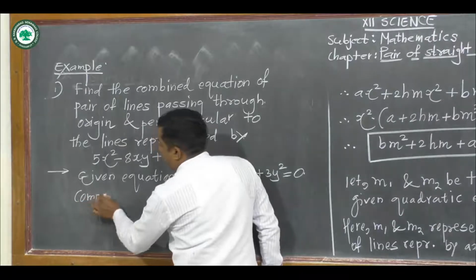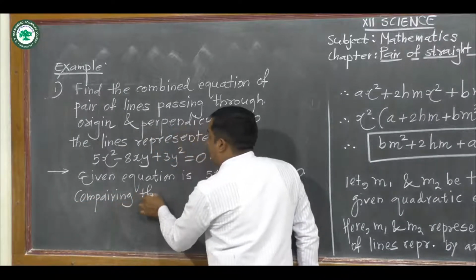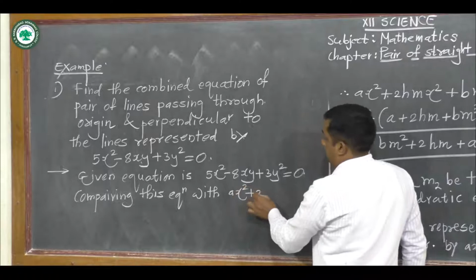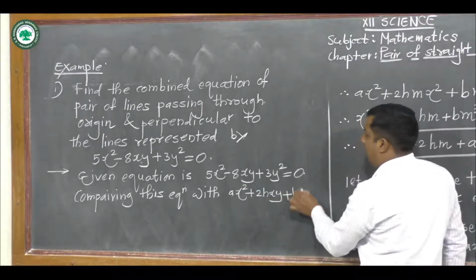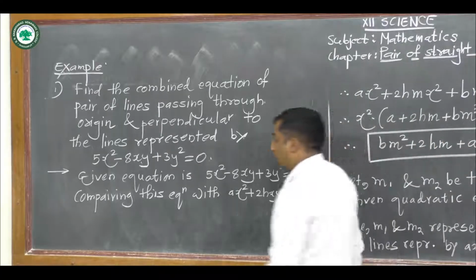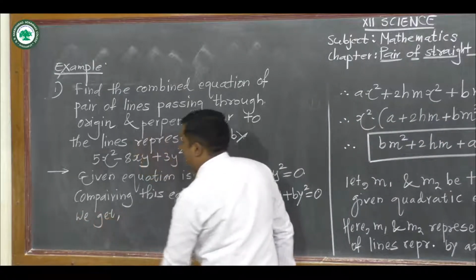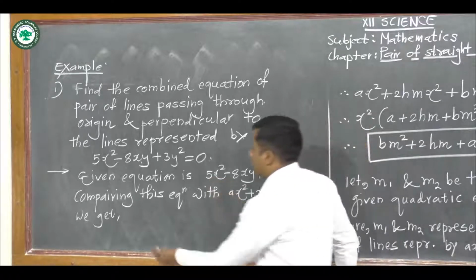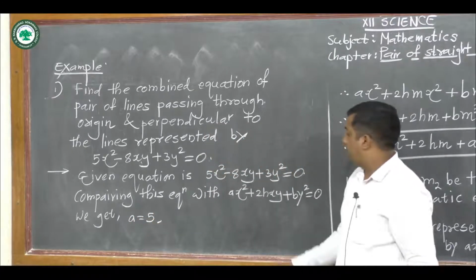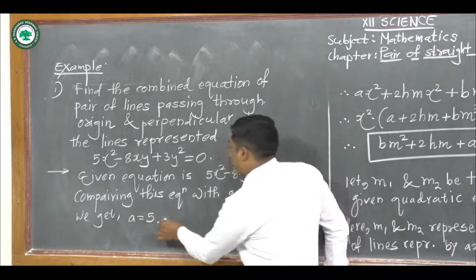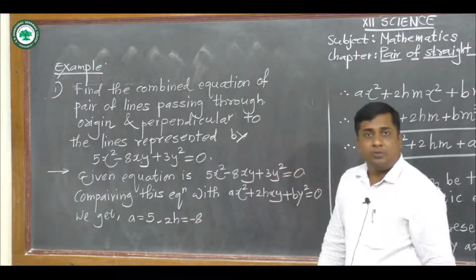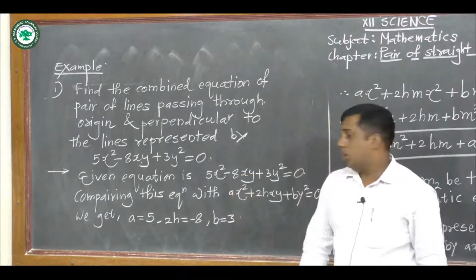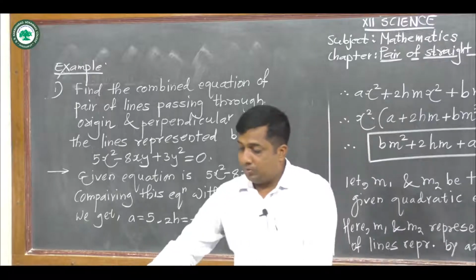So comparing this equation with ax square plus 2hxy plus by square is equal to 0, here we get, now we compare these two equations. Here in the position of a we have 5, so a is equal to 5. Then in the position of 2h we have minus 8, so 2h is equal to minus 8. Then in the position of b we have 3, so b is equal to 3. Now we know a, 2h and b.